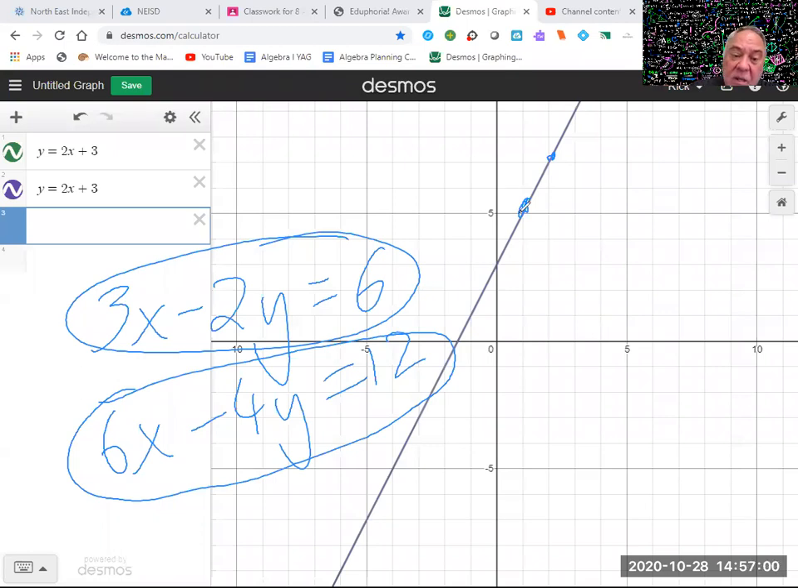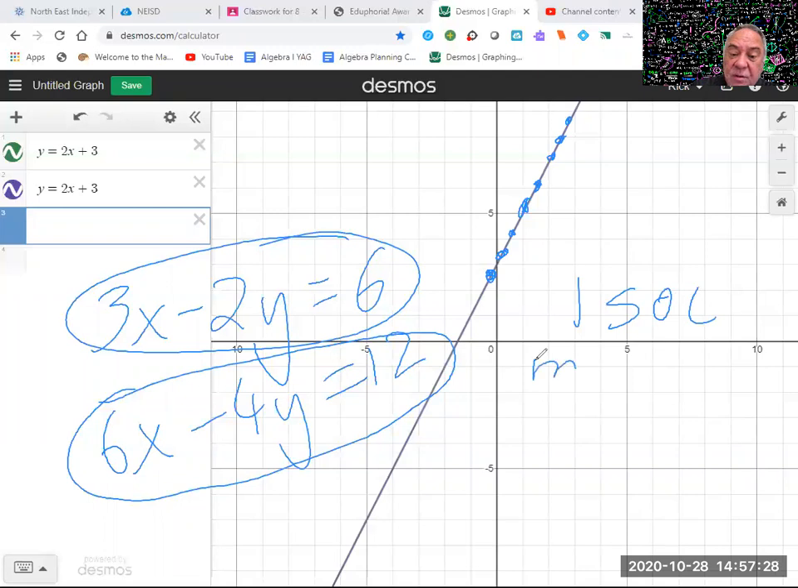But anyway, when you have two lines, one on top of the other, then there are infinite solutions, because no matter where I put a point, it's on both lines. So it intersects forever in both directions. So, infinite solutions.